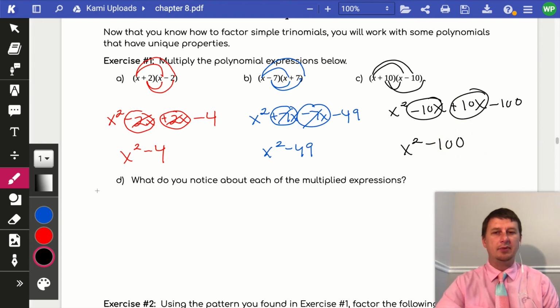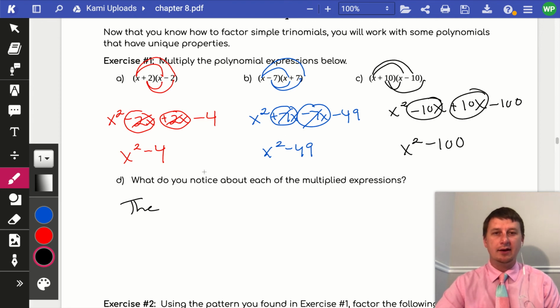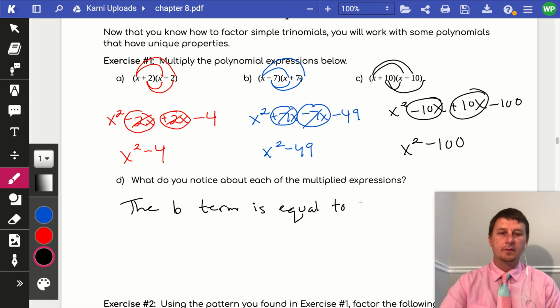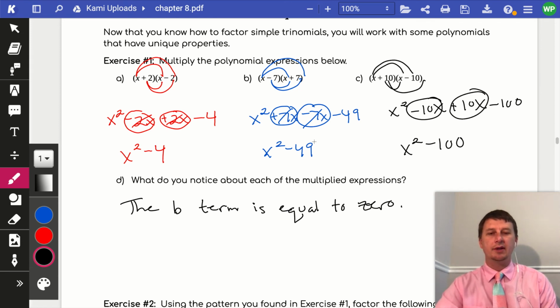And now if I look at part D, it says, what do you notice about each of the multiplied expressions? Well, the middle terms, but we know a fancy name for middle terms now from our previous videos. The middle terms are also called the B terms. So the B term is equal to 0. Because that would really be x squared plus 0x minus 4, x squared plus 0x minus 49, x squared plus 0x minus 100. So you could say that the b term is equal to 0, or you could say that the middle terms, the x terms, canceled out in each of them.